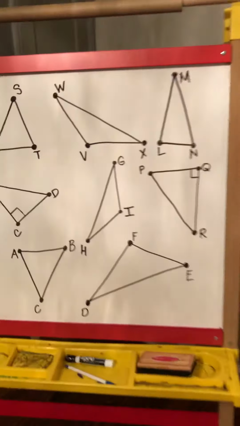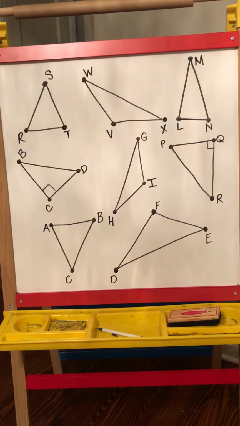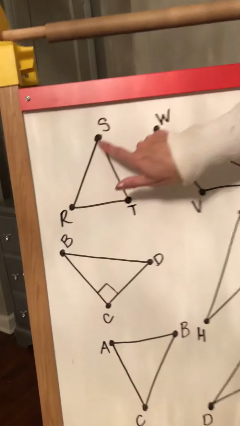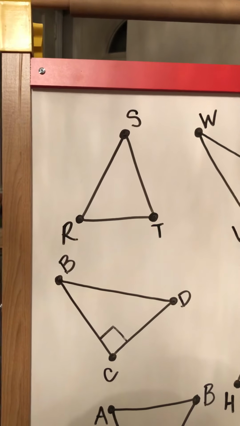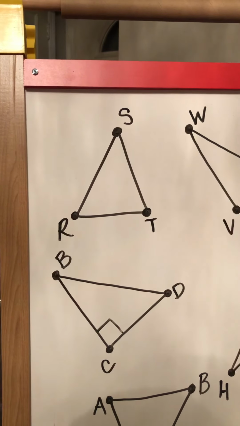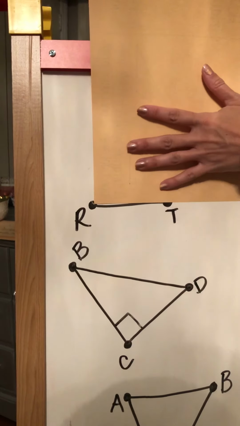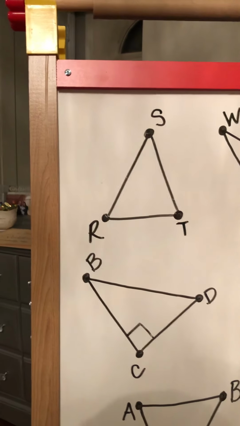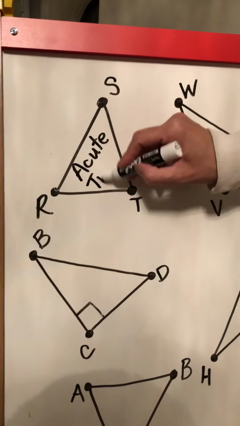Okay, let's look at these triangles that I have drawn here, and let's try to decide what kind of triangles they are based on their angles. Here I see triangle RST. In this triangle, I don't see any right angles because I don't see any little squares. And none of them look to me to be larger than a piece of paper, than a corner, okay? None of them are larger. So this has three acute angles, which means this is an acute triangle.